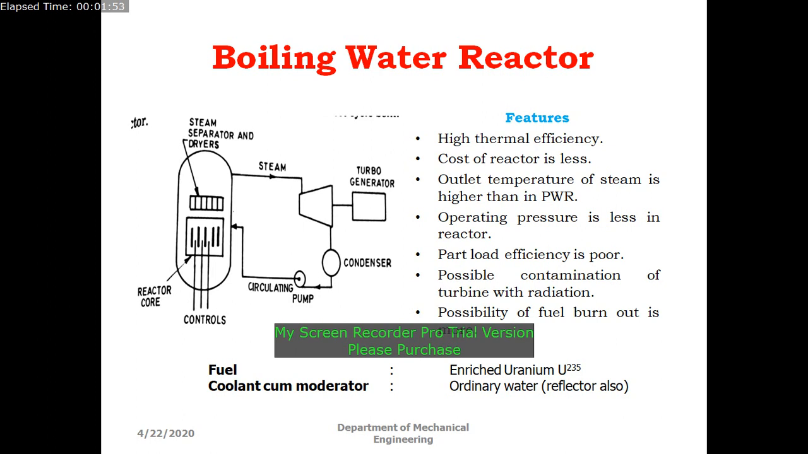Coming to boiling water reactor, here the coolant which we are circulating, that is water, is converted into steam within the core of the reactor, and the same is expanded directly in the turbine. So there is more chance for the leakage of radioactivity into the surroundings or environment. So this kind of arrangement requires very good quality radioactive shielding. Otherwise, the operators as well as the surroundings will be completely contaminated.